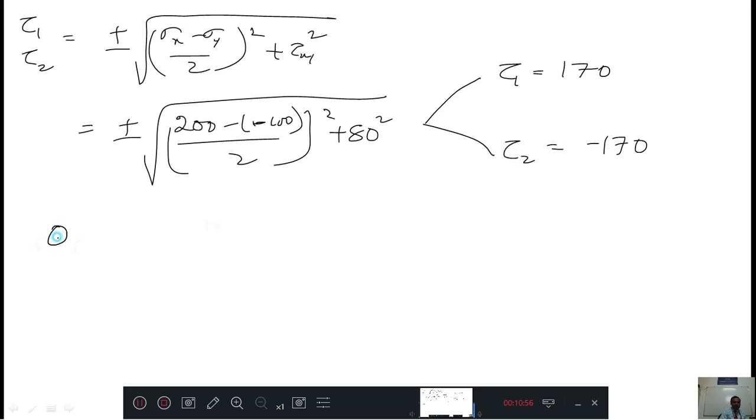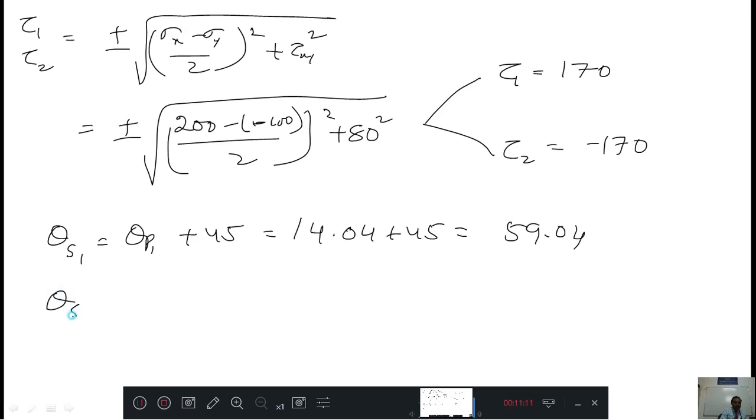Then theta S1 equal to theta P1 plus 45 degree. Theta P1 you already know, 14.04 plus 45, you are going to get 59.04, and theta S2 will be equal to theta S1 plus 90. That answer you are going to get is 149.04. Problem solved. Once again go back and read the problem and go through the solution. This problem is over.